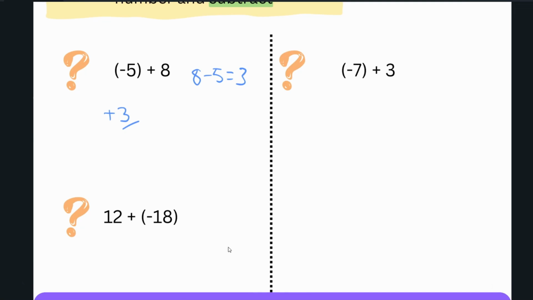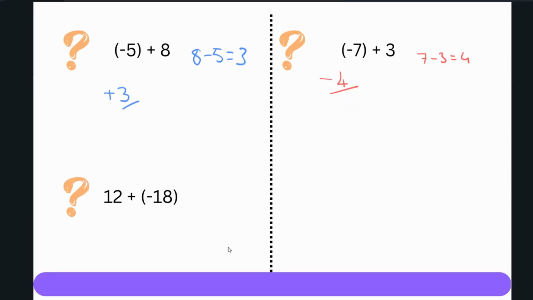Let's do this one. Sign of the larger number is negative, and then we're going to subtract them. 7 minus 3 will give us 4. The answer is negative 4. Sign of the larger number is negative, so the answer will be negative. Subtracting them, 8 minus 2 is 6. 1 minus 1 is 0. So the answer is negative 6.